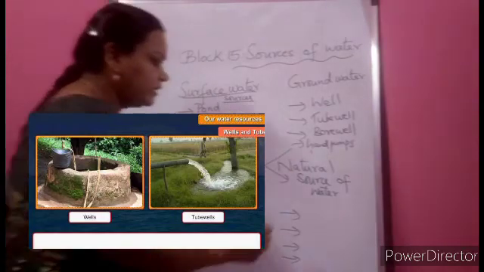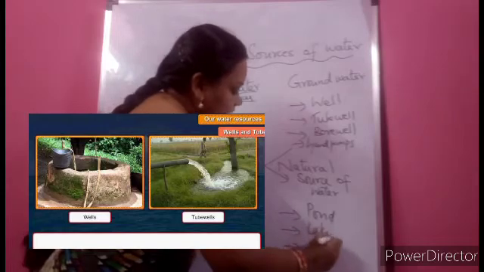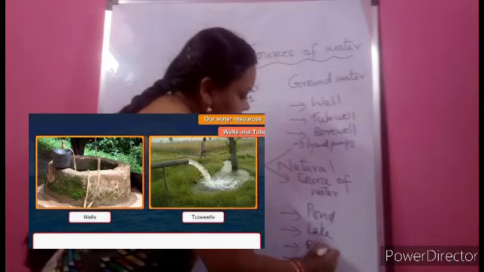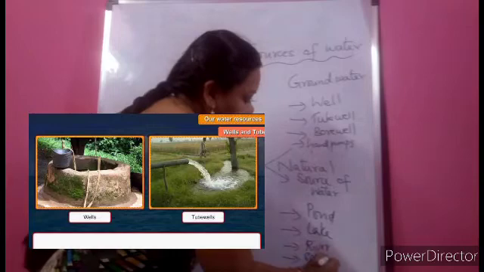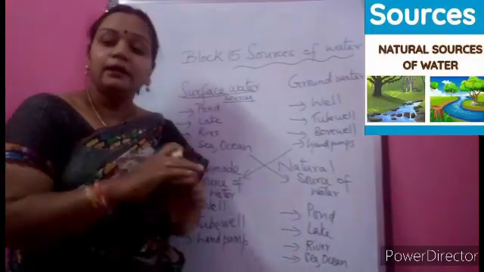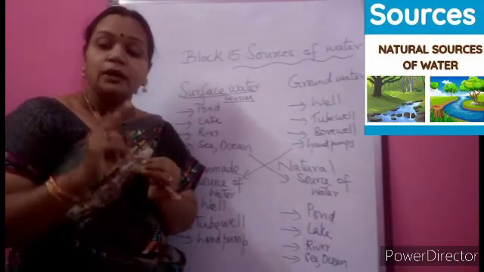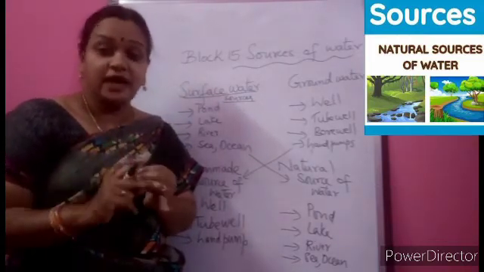But this pond, river, lake are all in nature itself. Pond, lake, river, sea, ocean, all these are natural sources. So see, we can divide these water sources into different categories. See, first you learnt about which side they have, how many sides they have the land.